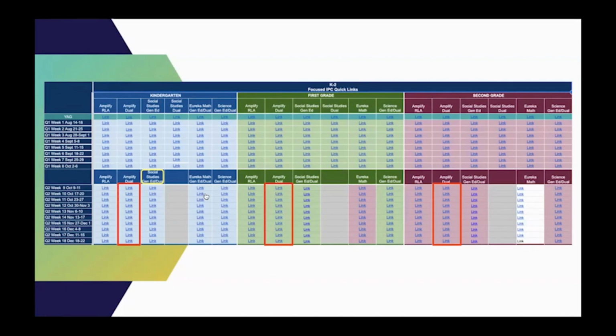Instead of seeing quarter 2, week 1, you'll see that it's labeled quarter 2, week 9. That's your first week in quarter 2. And then you'll see the Amplify is highlighted. Amplify Dual is highlighted in kinder, 1st, and 2nd. One thing we do want you to notice in quarter 2, social studies is found in one column. So your gen ed and dual social studies are on the same link. They're no longer going to be separated like they were in the 1st quarter.